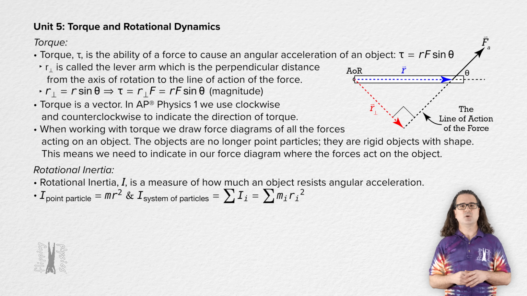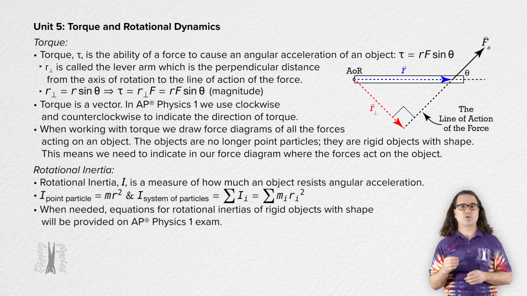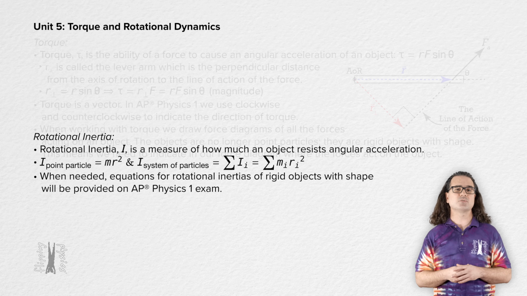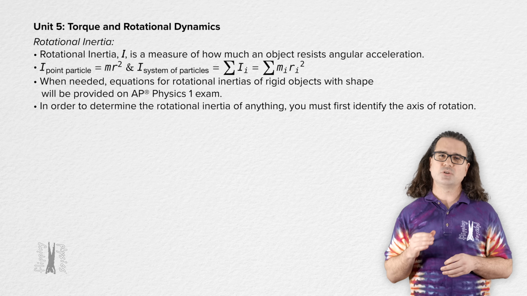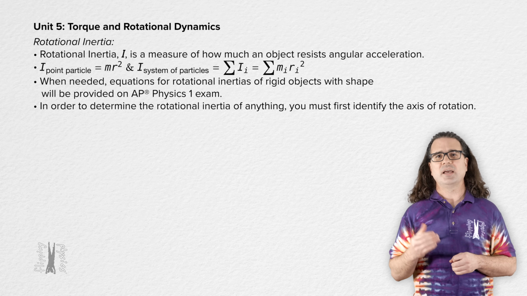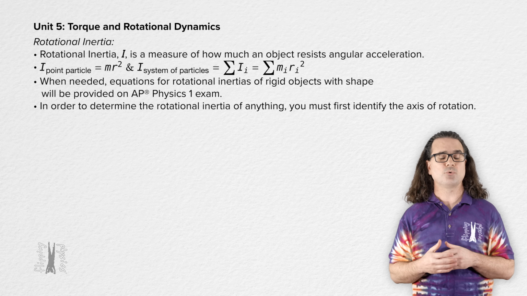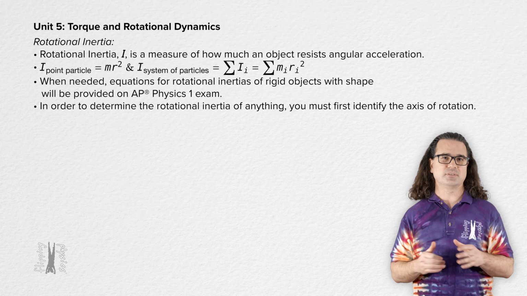in the system. When needed, the equations for rotational inertias of rigid objects with shape will be provided on the AP Physics 1 exam. In order to determine the rotational inertia of a particle, a system of particles, or a rigid object with shape, you must first identify the axis of rotation.